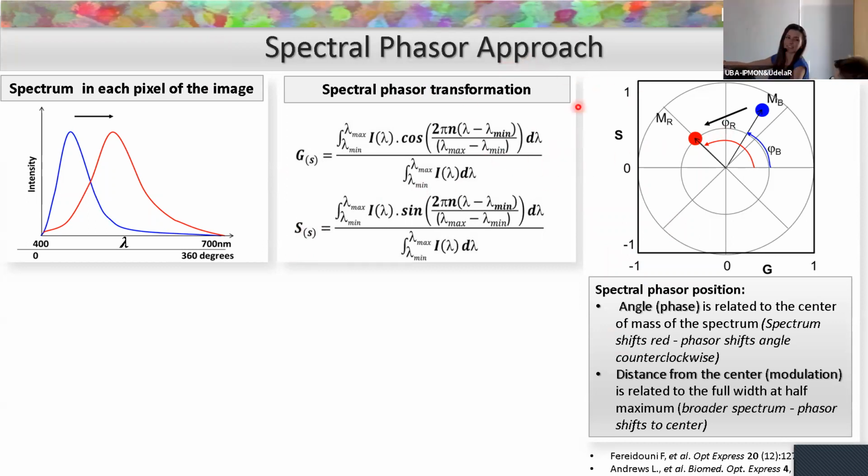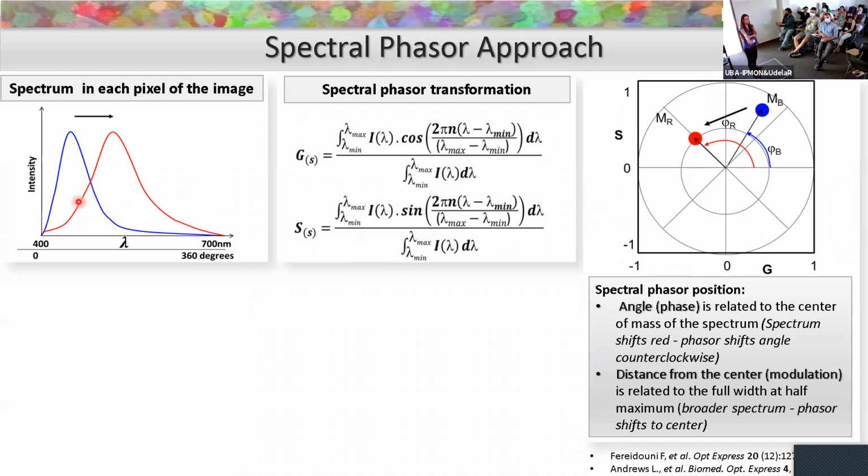The emission profile we multiply by cosine or sine functions, and we normalize by the total to obtain the G and S coordinates to plot in the spectral phasor plot. And as you already listened before, the position of these points in the phasor plot depends on the center of mass of the emission spectrum.